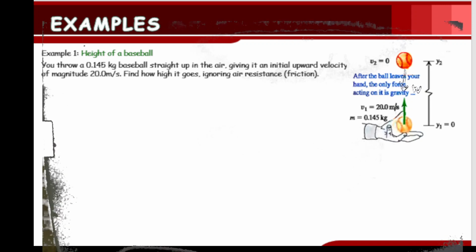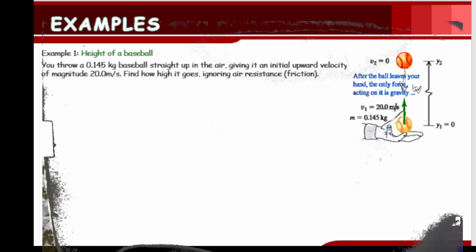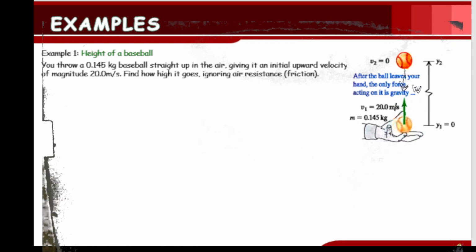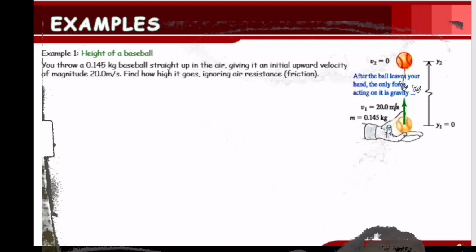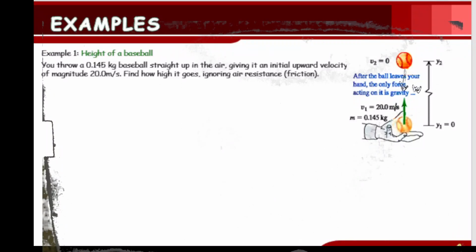Okay? So from point 1 to point 2, take note only weight is doing work on the body. Kaya wala man kay laing force here. We ignore air resistance or friction. So only weight is doing work. If only weight is doing work, okay, duhara man gyud when we try to answer problems, ato ang gamiton nga formula.